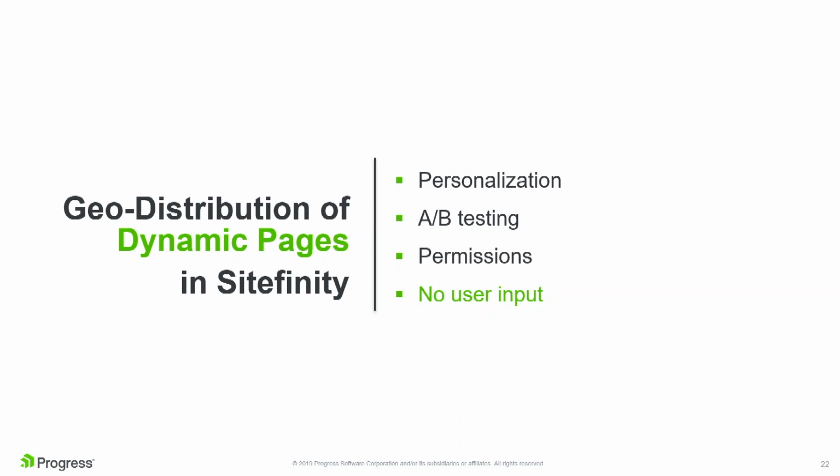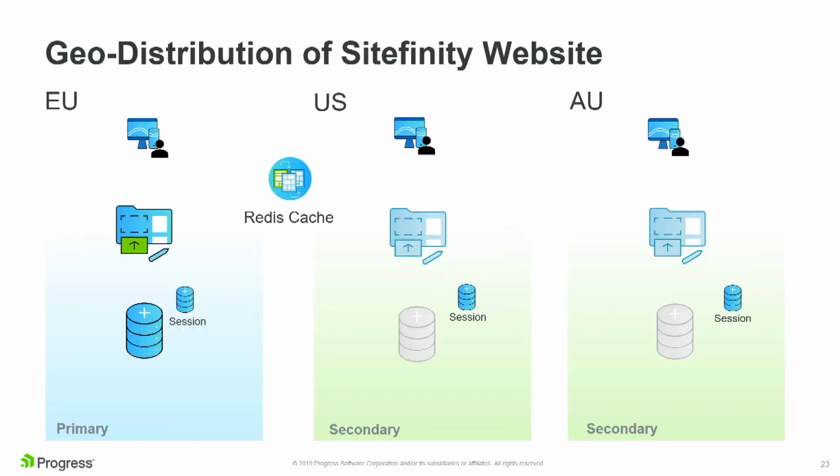So let's see on a high level what this setup looks like. On the slide, you see 3 different regions, Europe, US, and Australia. The European region is the primary region where the content editing is allowed. In the secondary regions, only website is served to the front-end users.